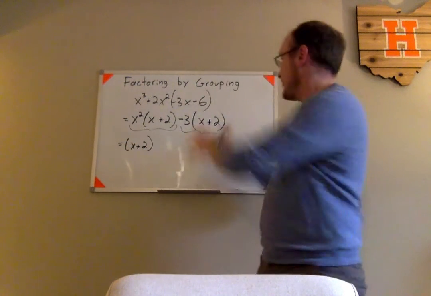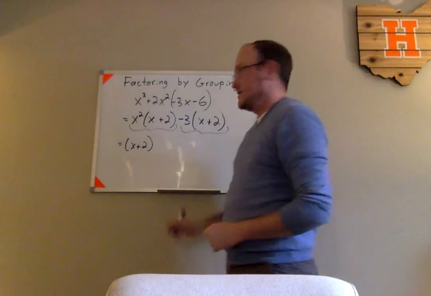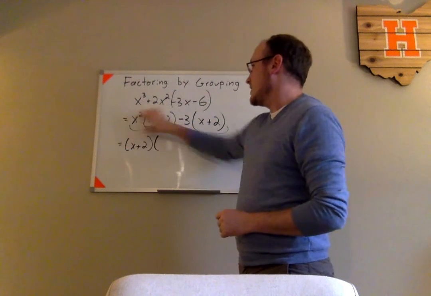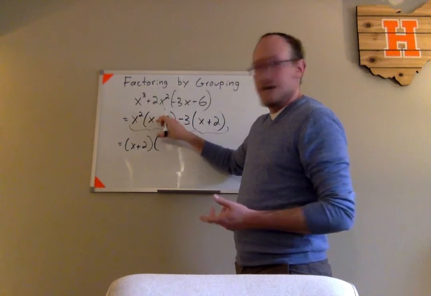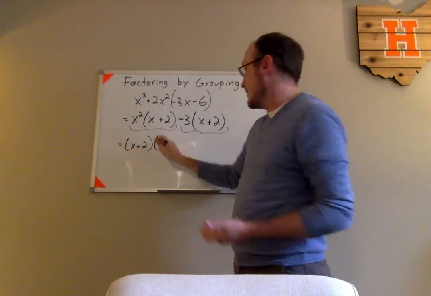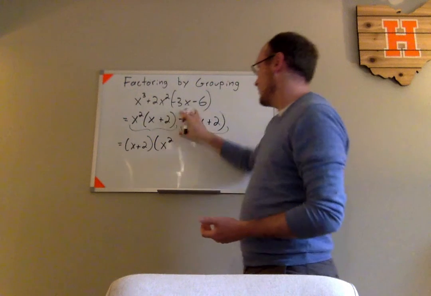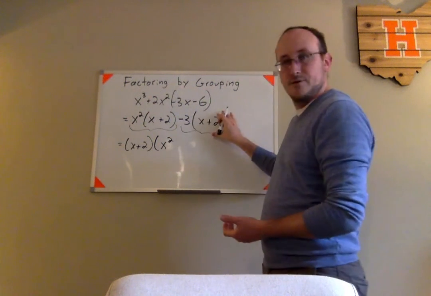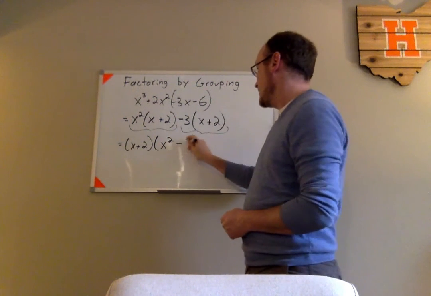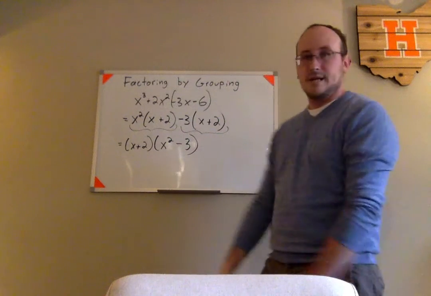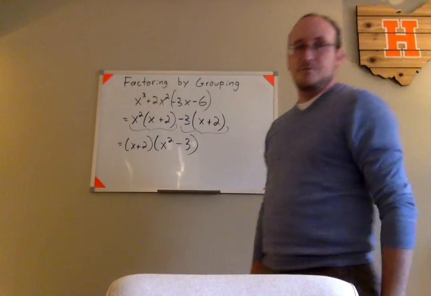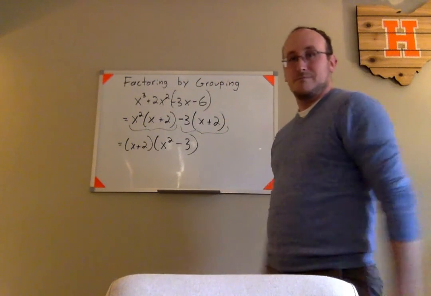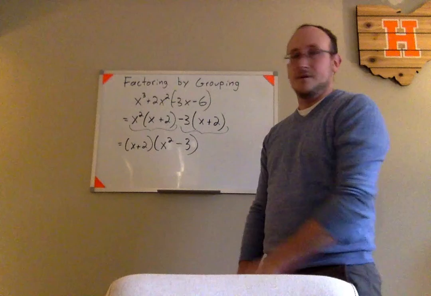So I've taken that from each of these, I've put it out front. And then what would be left here if I took its x plus 2 away? Well, I would just be left with the x squared. And what would be left here if I took its x plus 2 away? I would just be left with the minus 3, like that. And I've completed this problem factoring by grouping at this point.